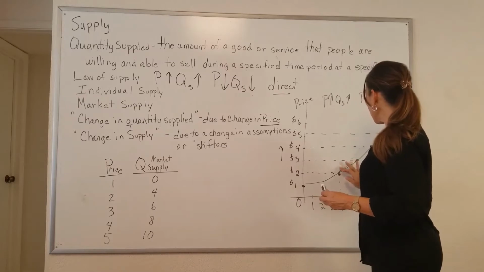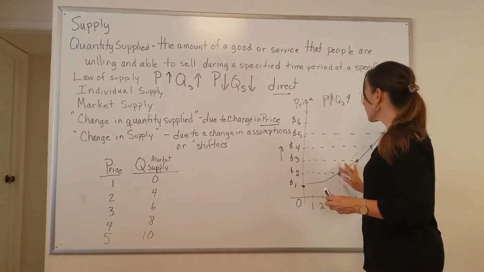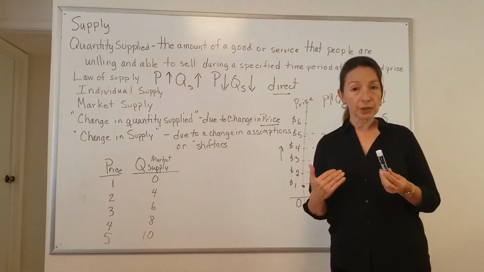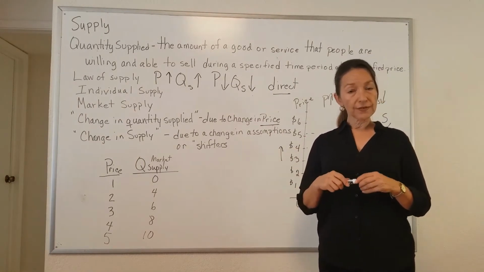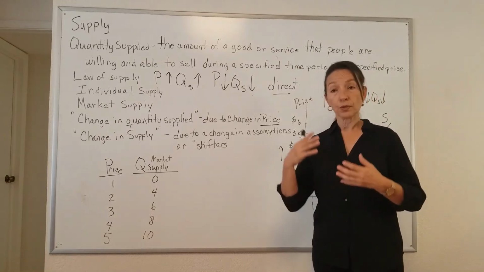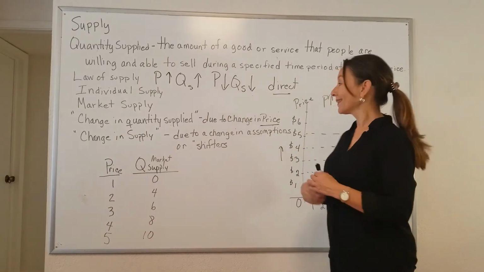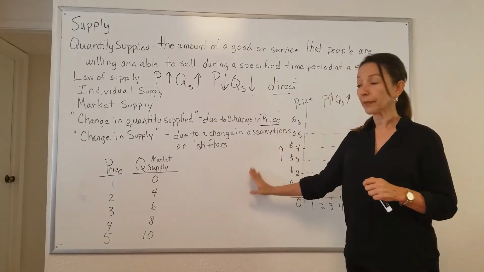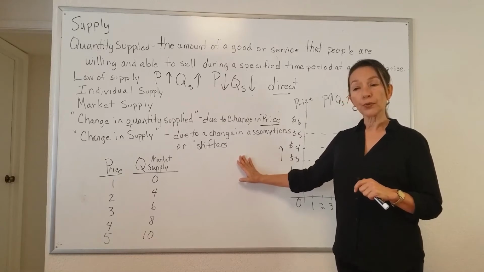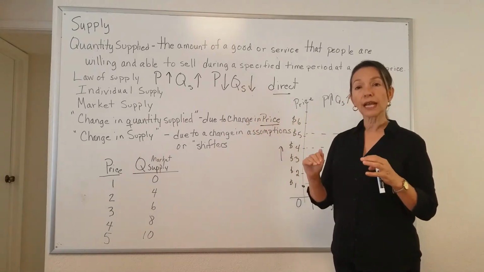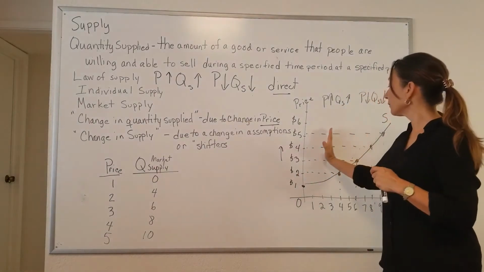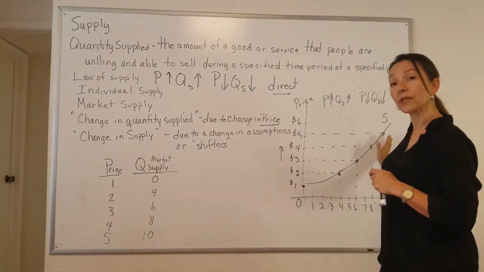Okay, so we also have what we call changes in supply, or shifts of the supply curve. Just like we had shifts of the demand curve, we have shifts of the supply curve. And these are due to changes in some assumptions that govern the supply curve. So let me go ahead and put those assumptions on the board for you so that we can go through each one and you can see how those assumptions will cause either a leftward shift or a rightward shift.